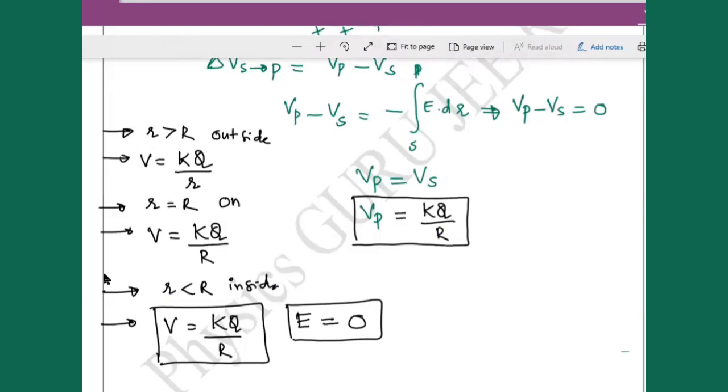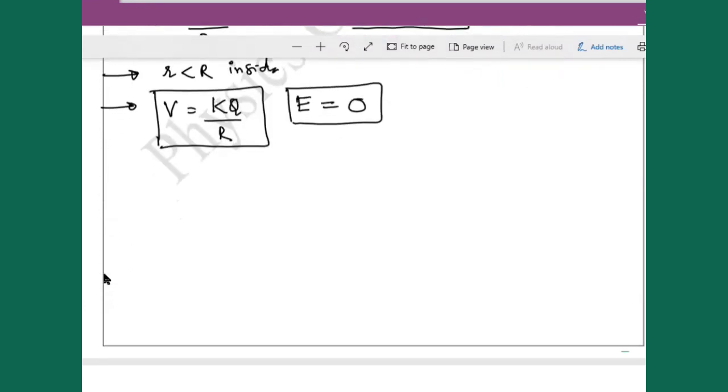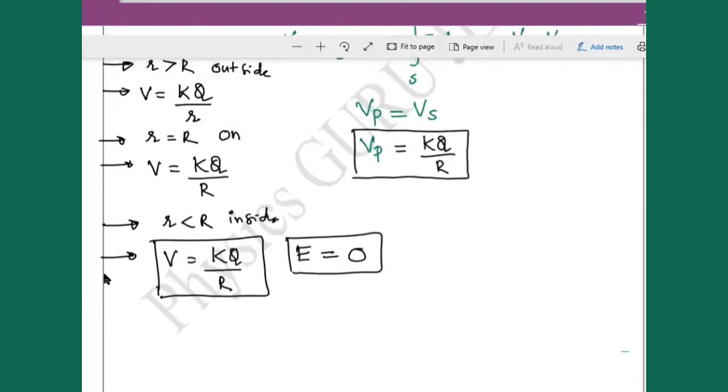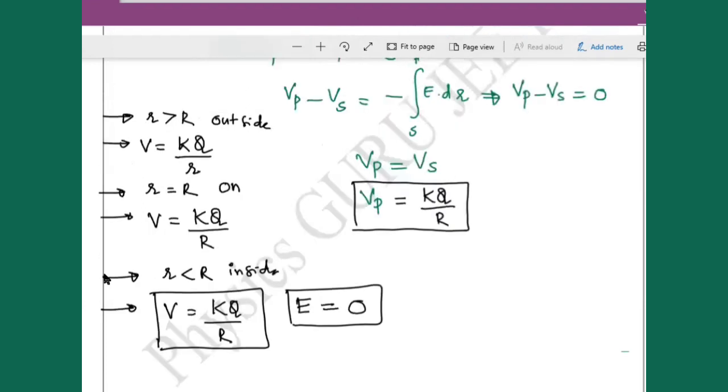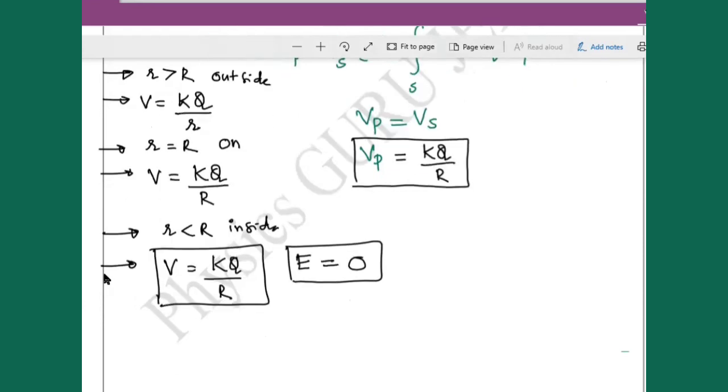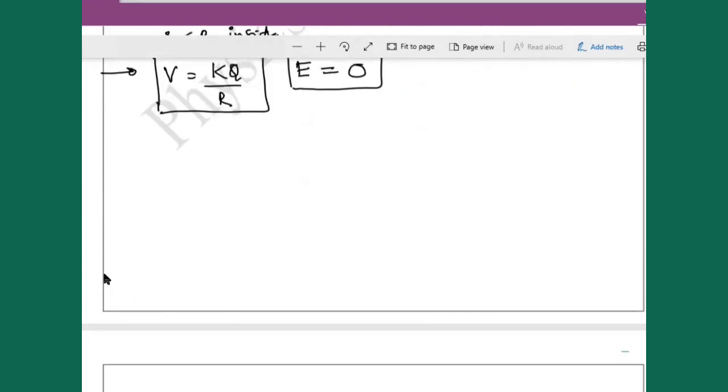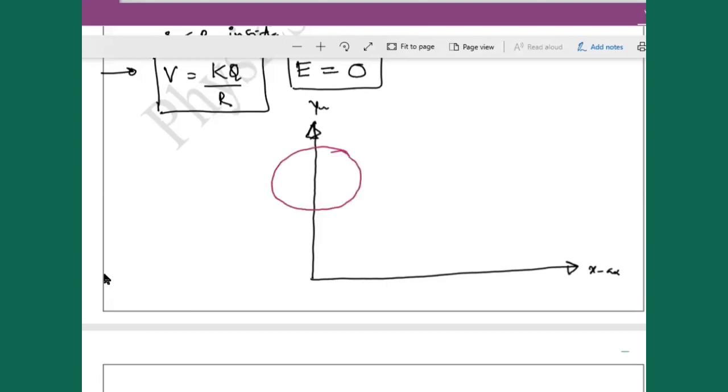Now we'll plot a graph. For whole information, whatever the information is there: r greater than capital R, V is equal to kQ by r; on the surface kQ by R; and outside it is kQ by r. Now let me take the x-axis and the y-axis. Now let me take the sphere here. The sphere I took.